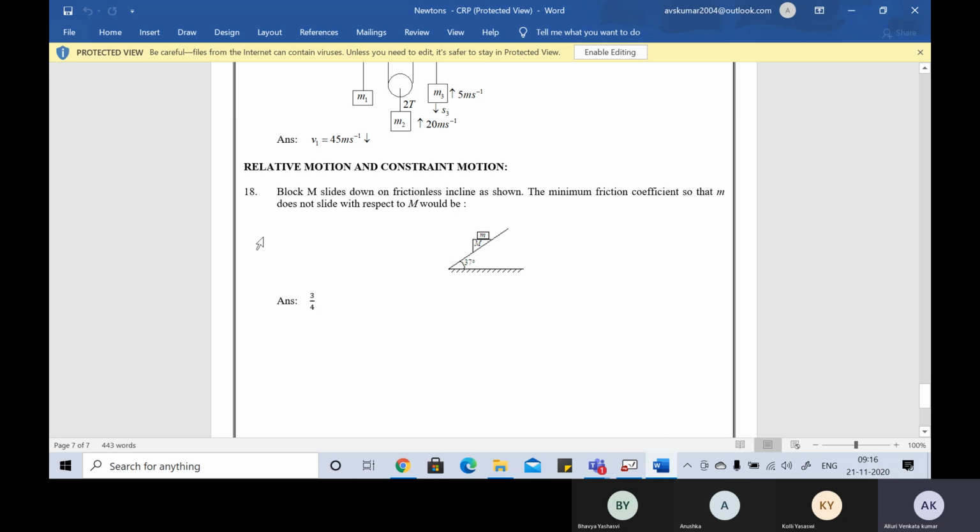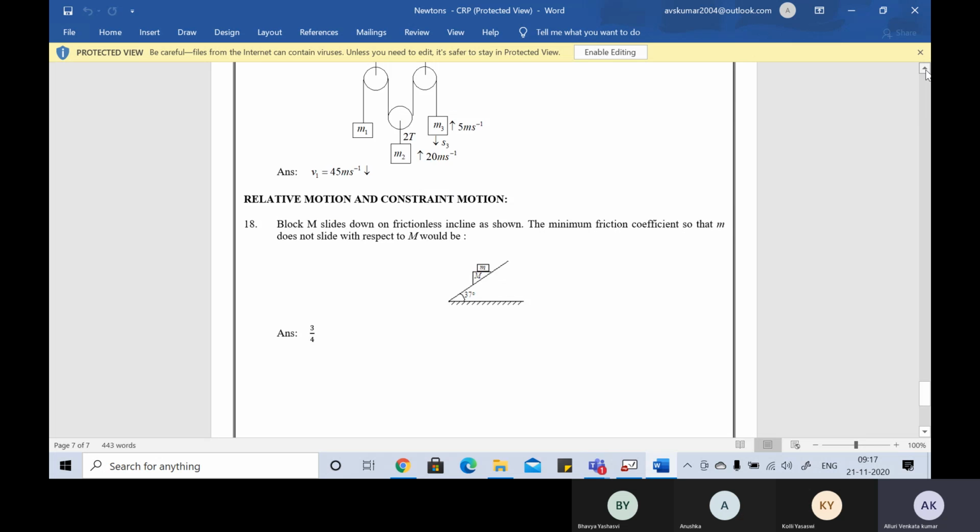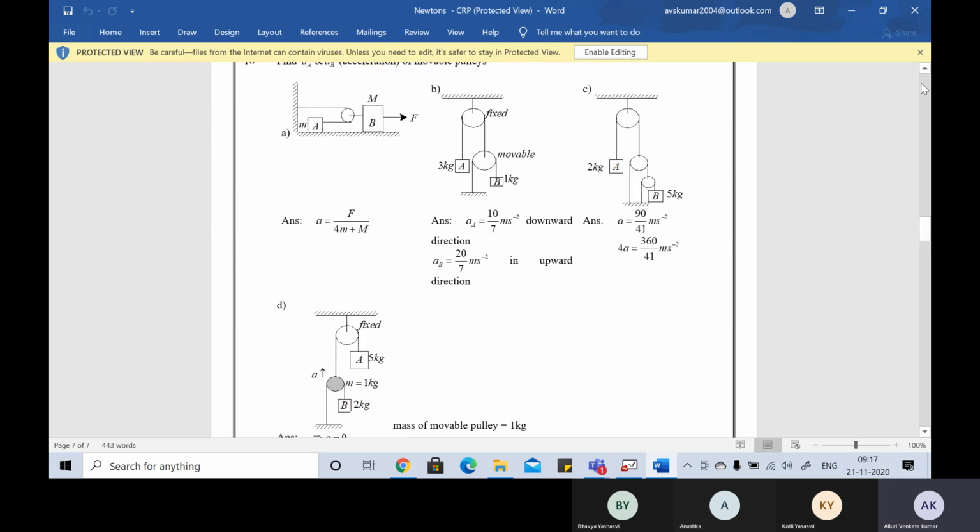See your 18th question which I have given. Are you able to see on the screen? Yes, sir. This is my assignment only. Block M slides down a frictionless incline as shown. The minimum friction coefficient so that M does not slide with respect to M would be. These types of problems come under relative motion and constraint motion. Constraint motion I have not explained to you. So anyway, that assignment you cannot solve. Just follow this assignment which I'm giving.